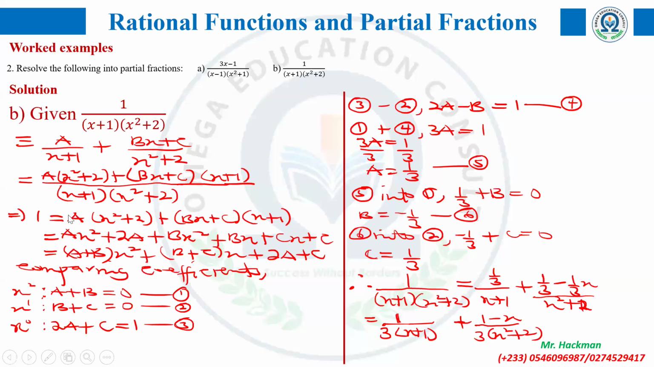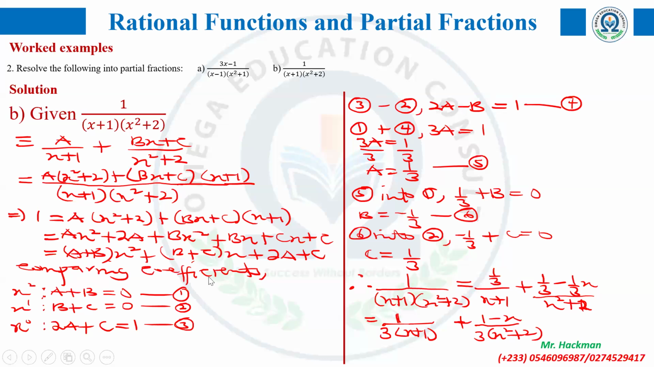So at this point, you expand, which is what is done here. Combine like terms. So this is what we have here: As squared plus Bs squared. You add the coefficients, so (A + B), then attach the s squared. For the x terms, you do the same: Bx plus Cx, you add the coefficients, so (B + C), then attach x. Then the constants will be 2A plus C.